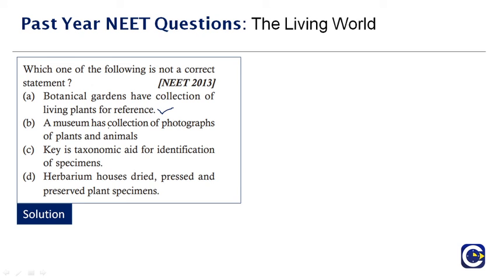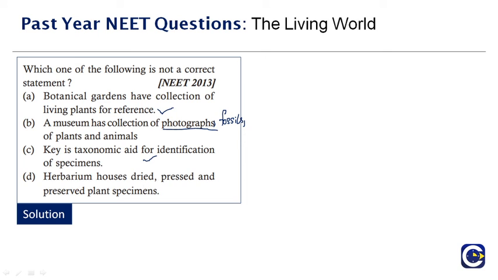Next statement: a museum has a collection of photographs of plants and animals. But do you think a museum will only have photographs? No. We have a lot more in a museum, right? We will have fossils, photographs, and many objects. I think this option is wrong. Let's go further. Let's see option C: key is a taxonomic aid for identification of specimens. This is a right one.